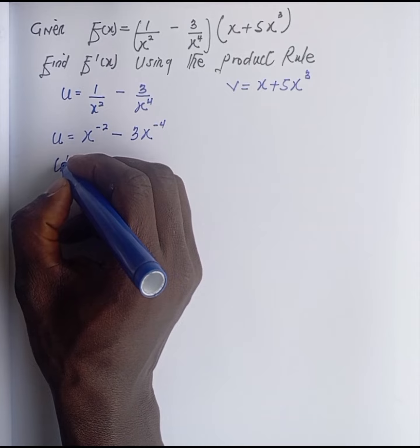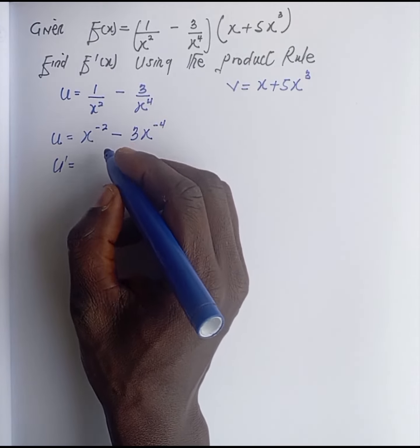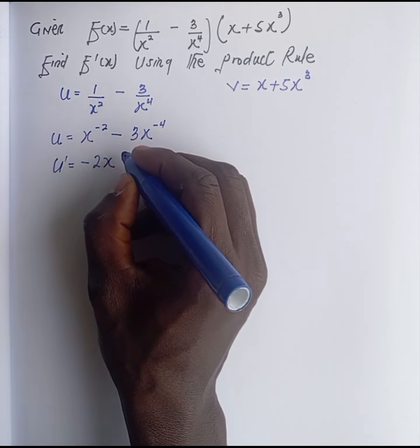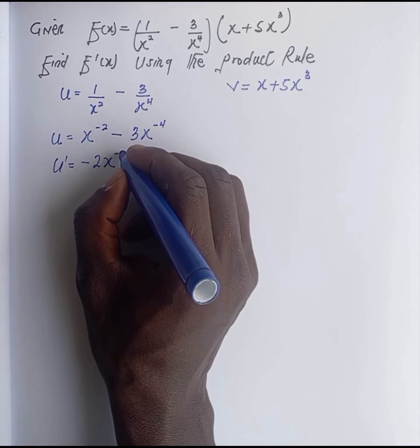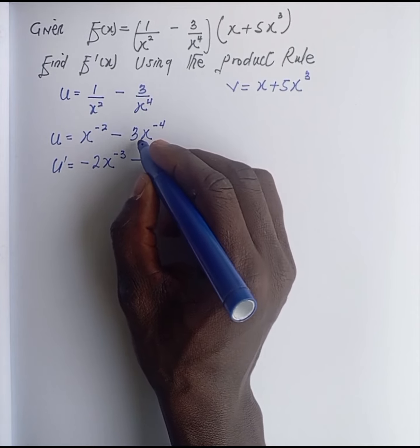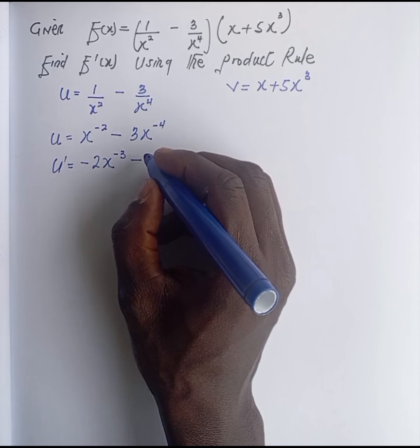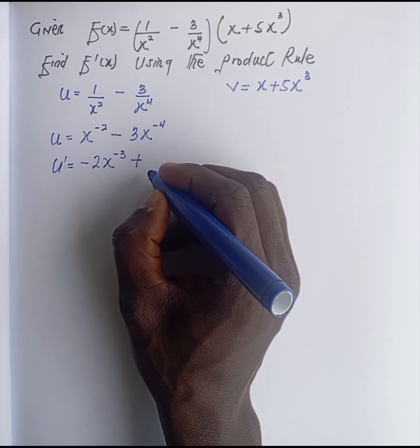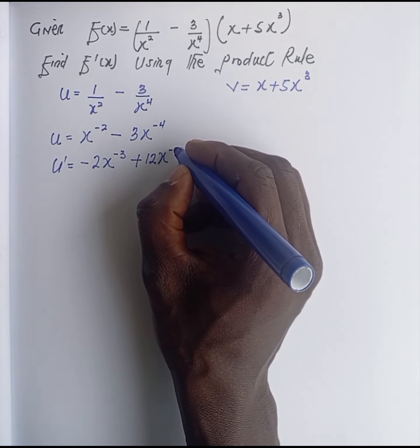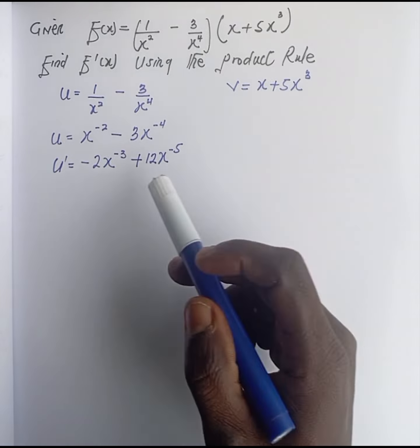So we know that the derivative of u is going to be, now when we differentiate x exponent -2, we are going to get -2x, and then subtract 1 from the exponent, we are getting -3. Now when we differentiate -3x exponent -4, the 4 comes and multiplies the -3, we are getting positive 12x, you subtract 1 from the exponent, making 5. So this is the derivative of the function u.